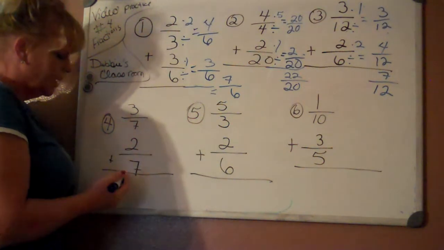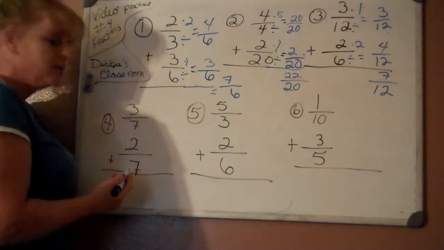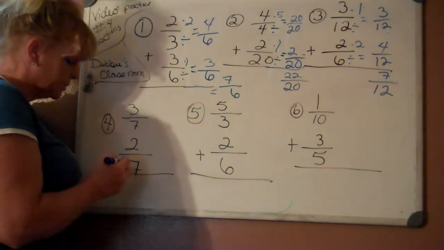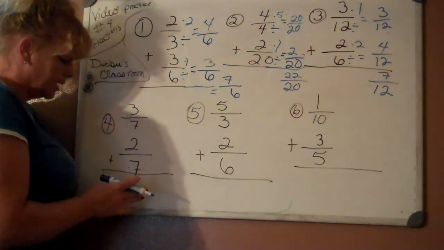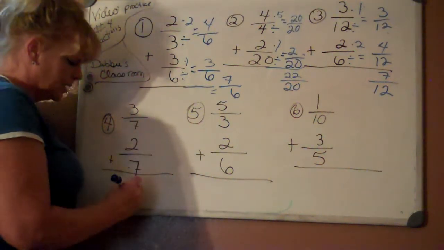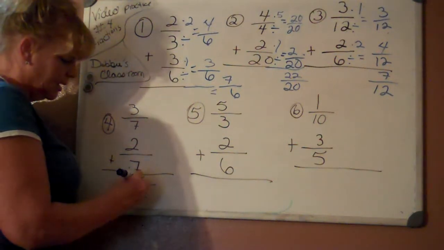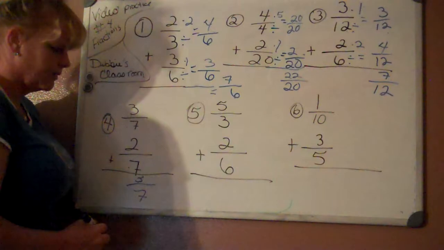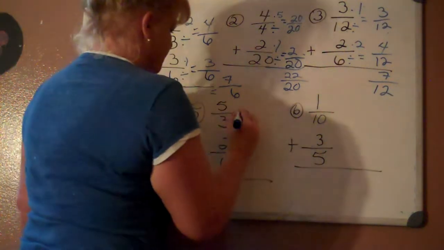Now, I notice here on number 4, there's already a common denominator. If there's already a common denominator, which means they're both the same, they both can go into each other, which is 7, the same number. All we have to do is bring that down and add the numerators. And that's that answer. 5 over 7, and that's a proper fraction. Smaller number over the bigger number.